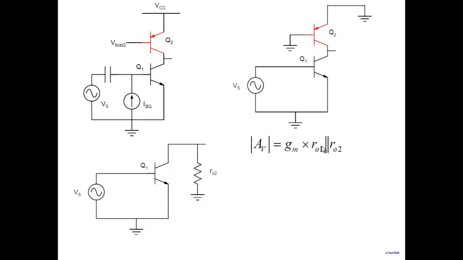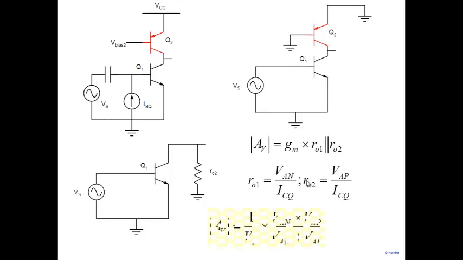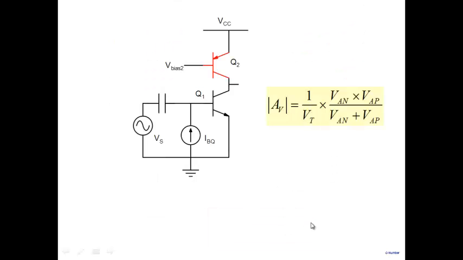r_o1 is large. We have seen early voltage. So let's look at it here. r_o1 is the early voltage of the NPN transistor, VAN, divided by ICQ. r_o2 is the early voltage of the PNP transistor, VAP, divided by ICQ. If I multiply them together, I get a gain equal to 1 over VT times VAN VAP over VAN plus VAP, an average value of the early voltage. Now, look at this expression here. Av is this one.